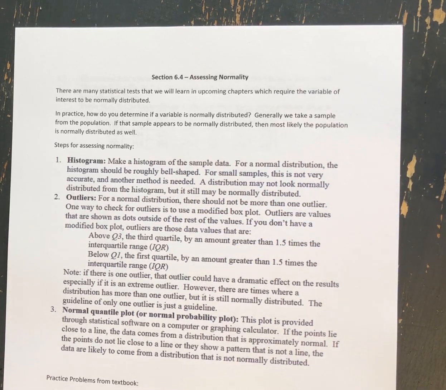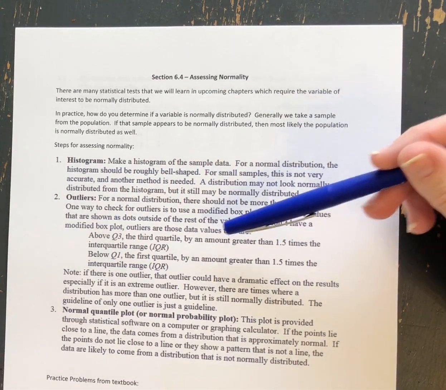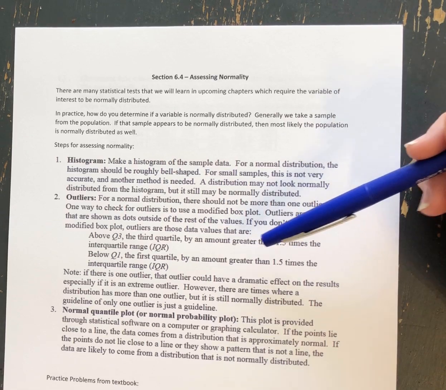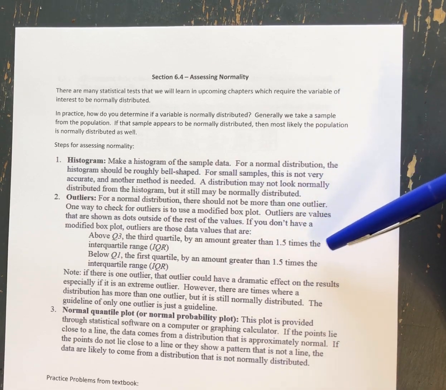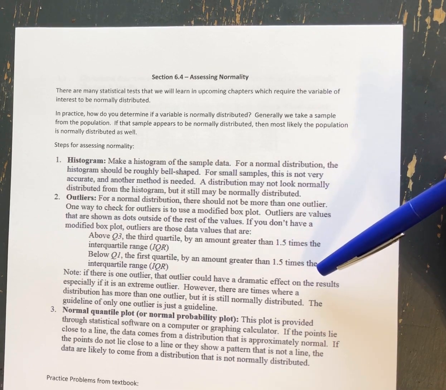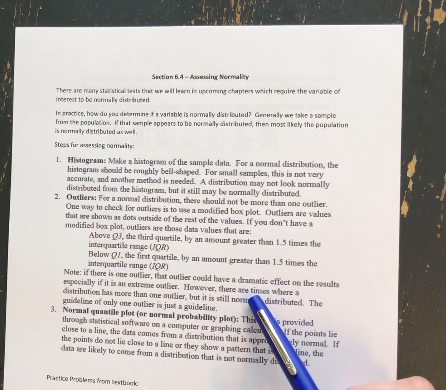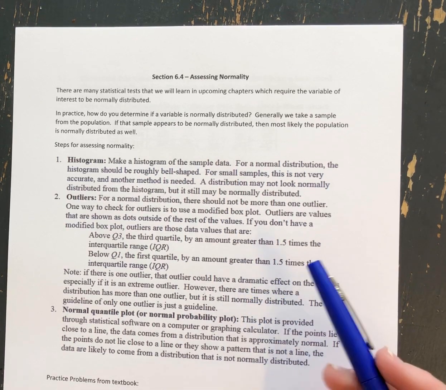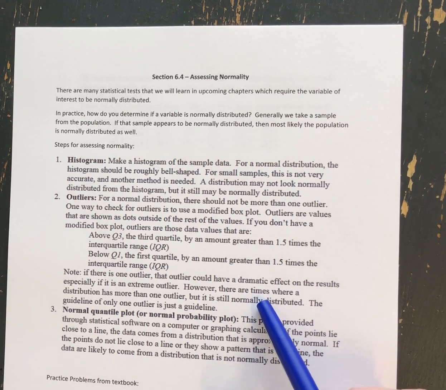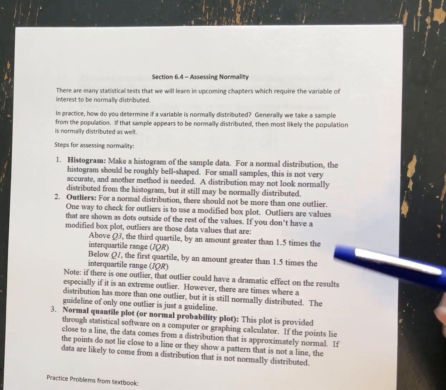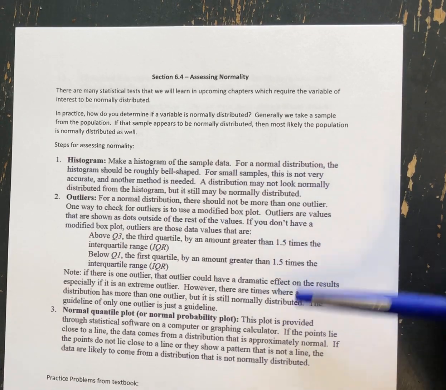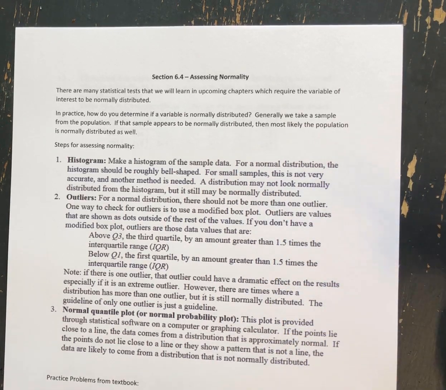Outliers, so looking for potential outliers. Again, we learned how to do this as well when we did box plots. We would look for any values that are above the third quartile by more than 1.5 times the interquartile range, or below the first quartile by more than 1.5 times the interquartile range. If we have many outliers, that's usually an indicator that we might not have a normal distribution. Typically we look for 1 or 2 outliers. That might be okay, but if we start getting many, that might be an indicator that our distribution is non-normal. Again, that's just a guideline, so we're using these tools together.